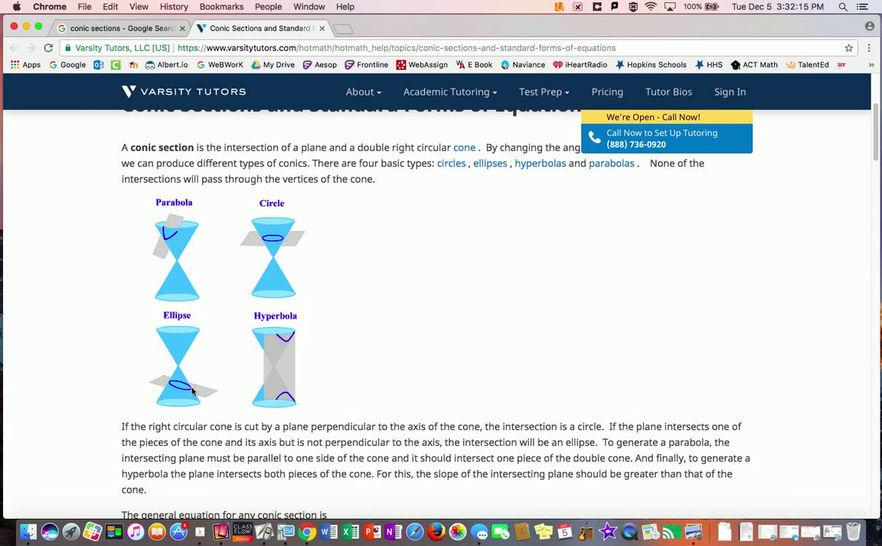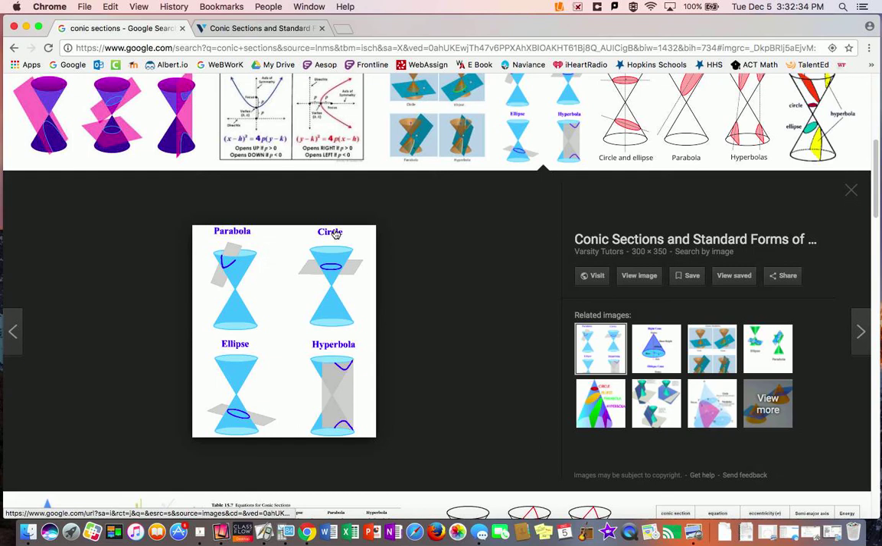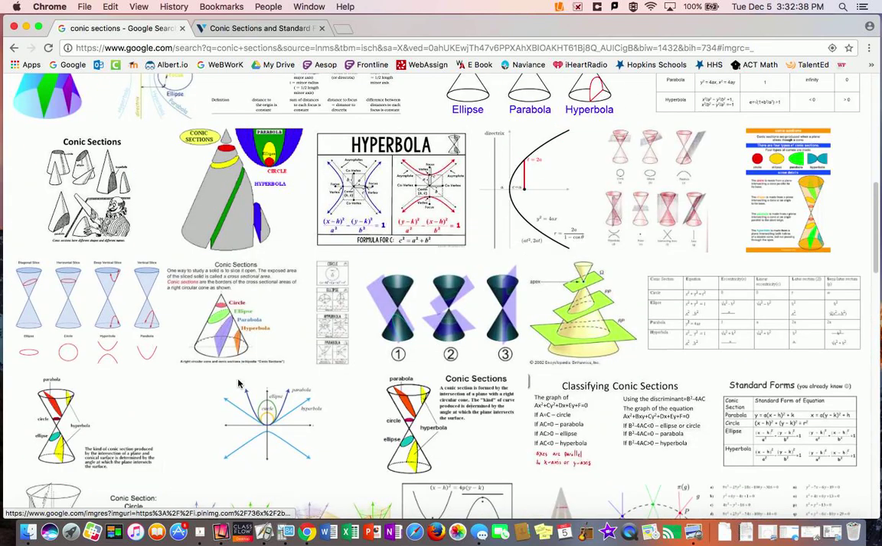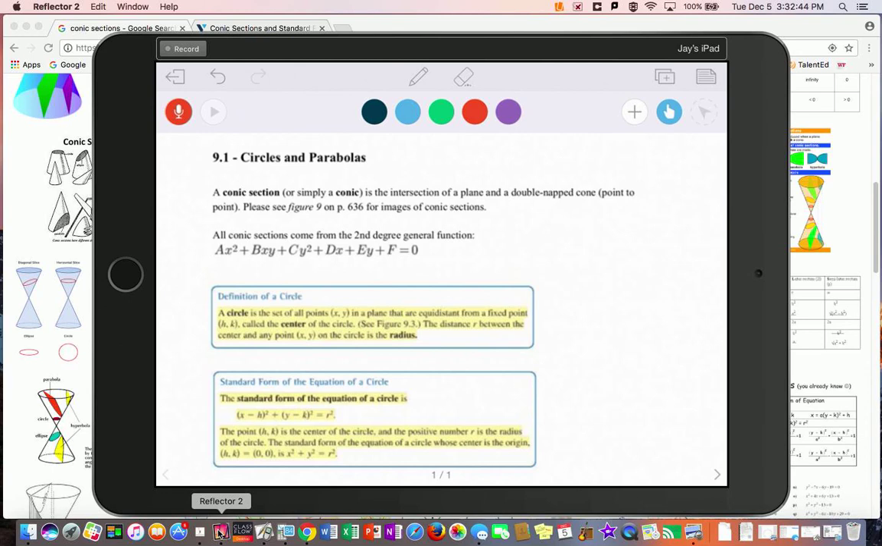An ellipse is when you angle it through. So you angle it through the cone and you get this elliptical shape. And a hyperbola is when you do it vertically through both cones. You get kind of a parabola shape on that one and kind of a parabola shape on that one. So there are all kinds of different pictures of these. If you just Google it, you might find one that makes more sense, maybe something like this, but here we go.